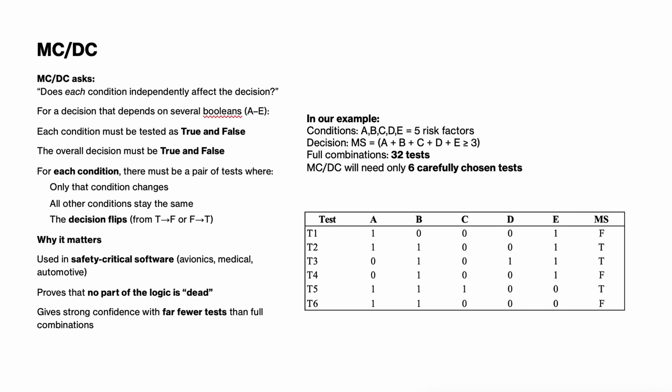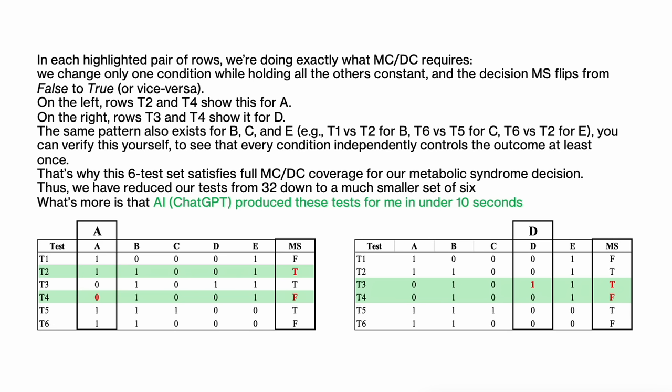So basically, each condition is independently shown to control the decision at least once, and that's why these 6 tests satisfy the full MCDC coverage for our metabolic syndrome rule, while avoiding the cost of running all 32 combinations. So let's look at the new slide.